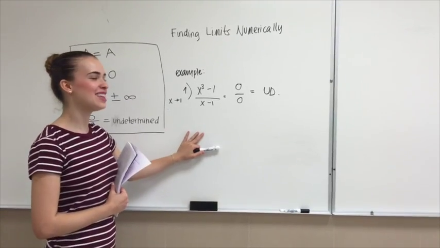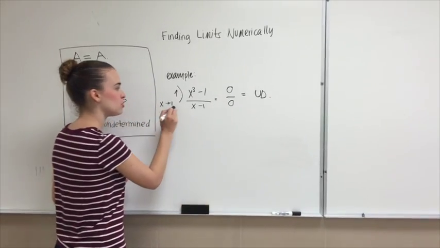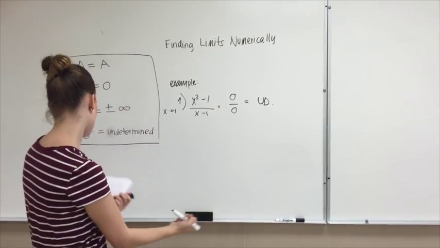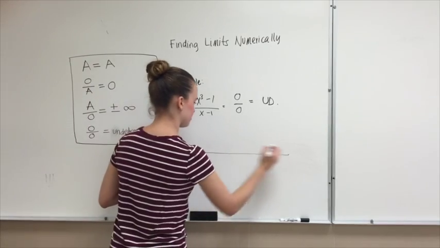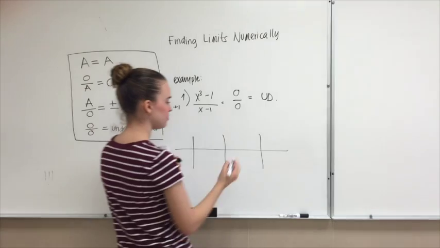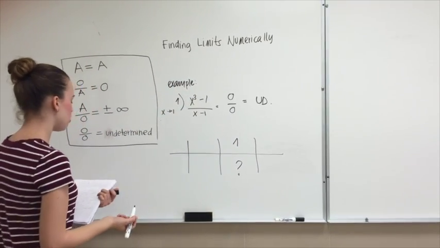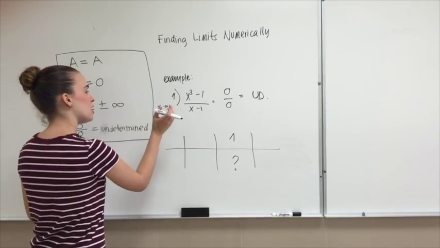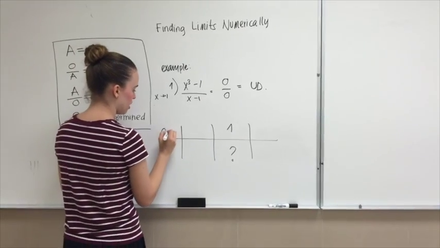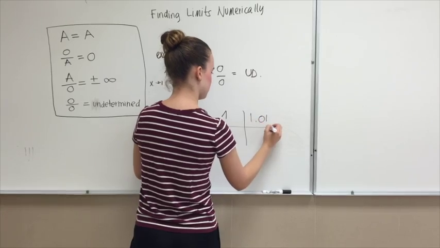We're going to find limits numerically. So in this example, we can know that if x approaches 1, we get 0 over 0, which is undefined. So what we're going to do is make a graph, and we have to know which value approaches 0. So we graph the numbers near 1 from the left and from the right, and you get 0.9, 0.99, 1.01.